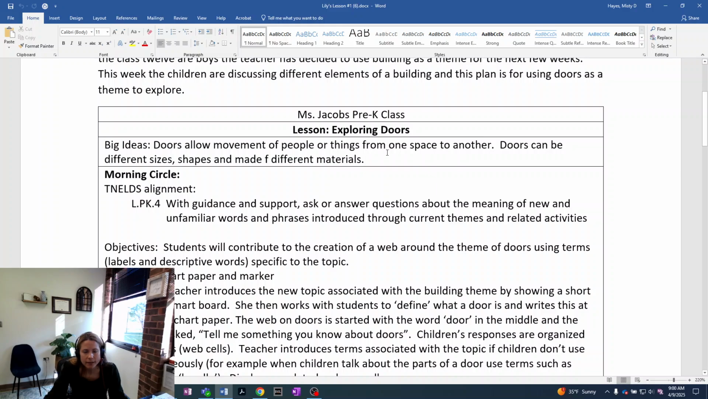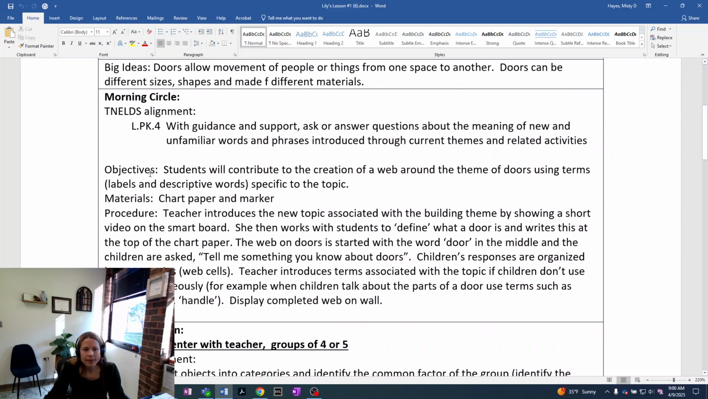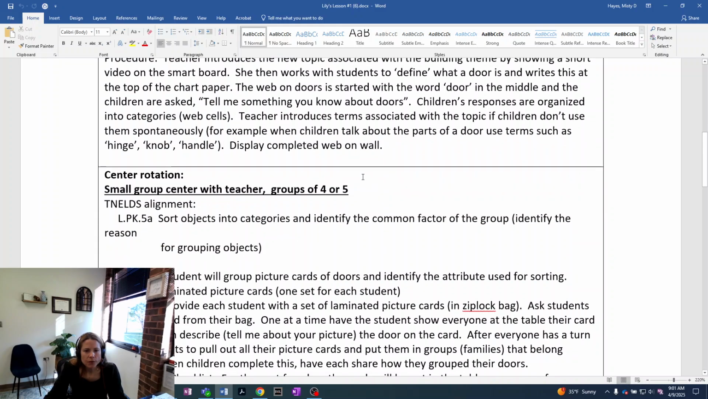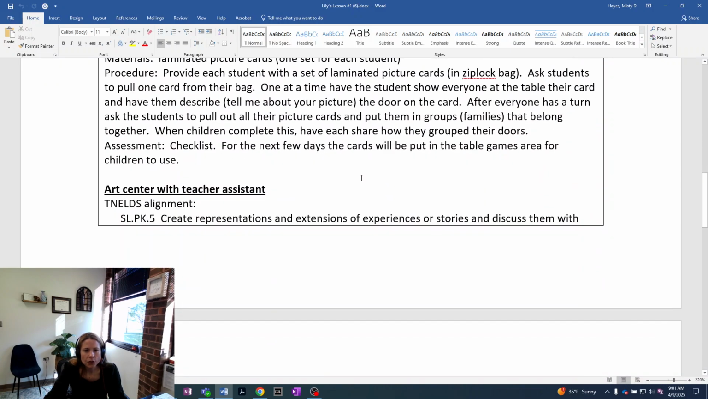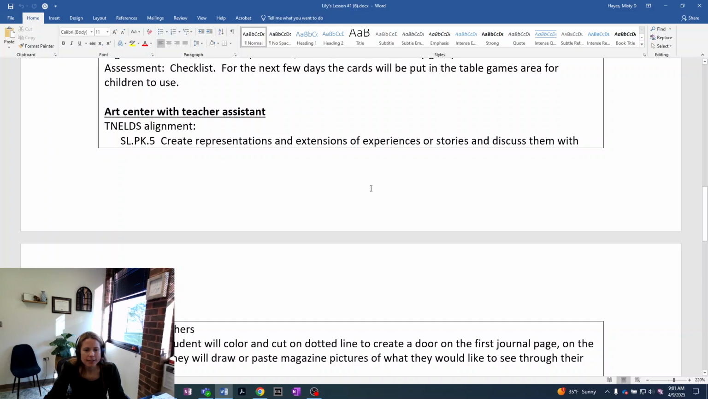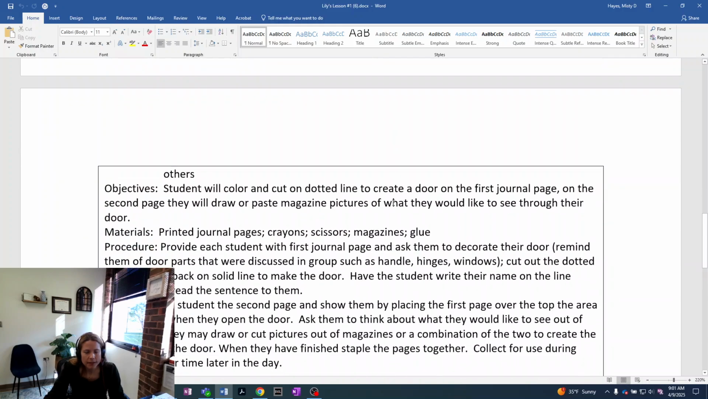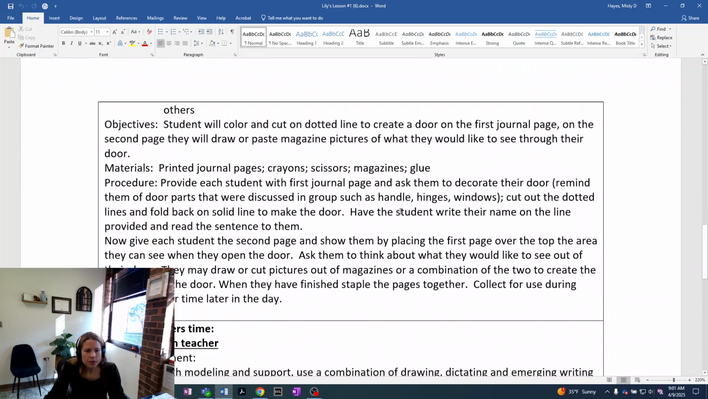It tells you the big idea of the lesson, but then we have an objective specifically for Lily of what we want her to be able to do. We want her to create a web of ideas around this theme. These are the materials and this is the procedure. You have to read through the entire lesson. You're going to make some adaptations, which means you're going to change some things. We're going to talk in just a minute about what I'm looking for.